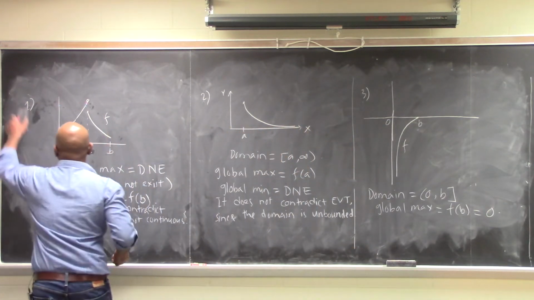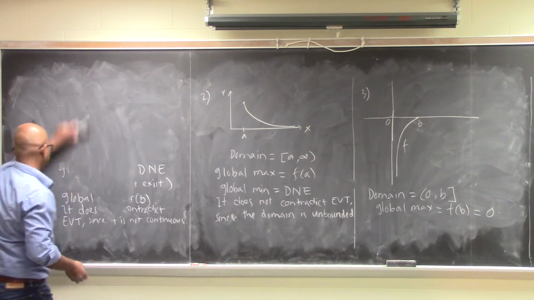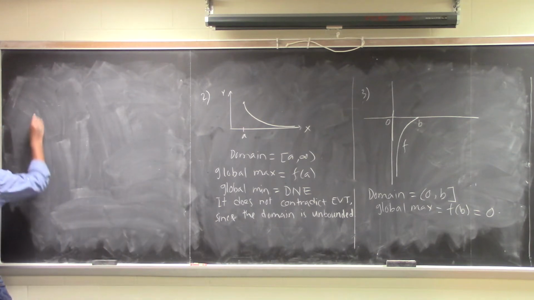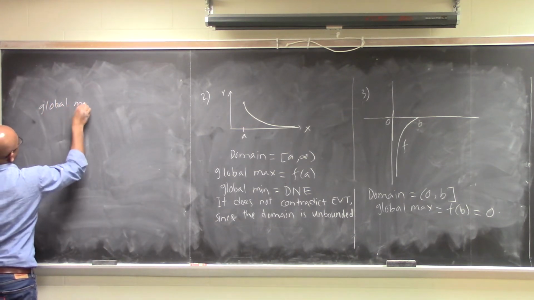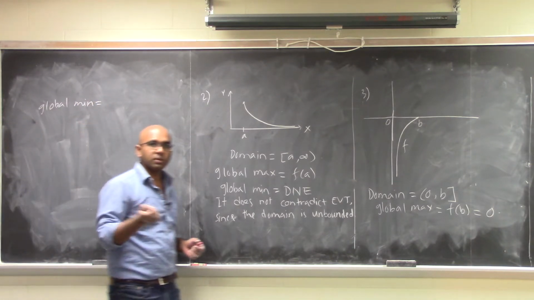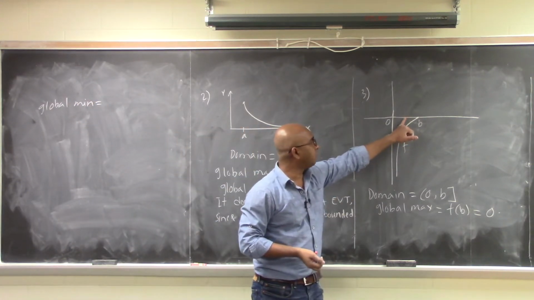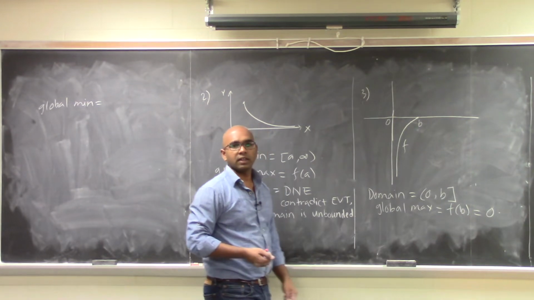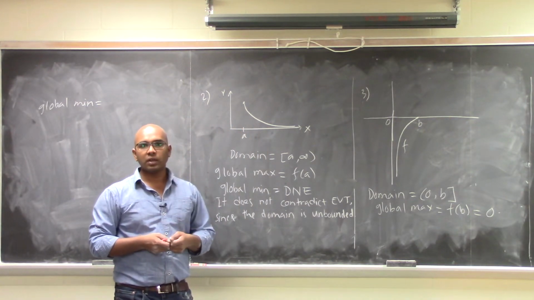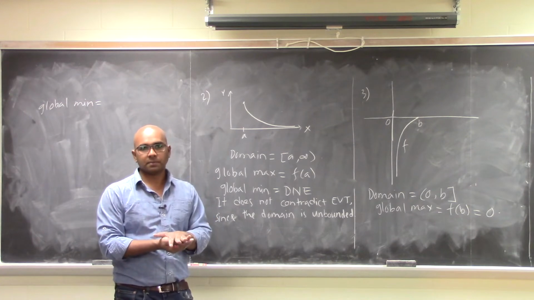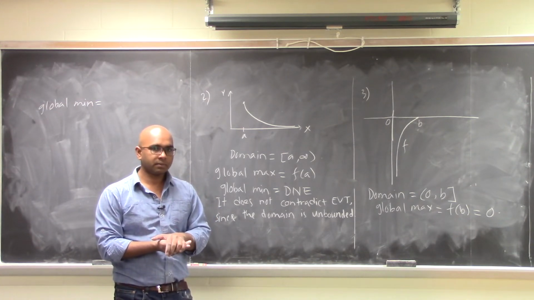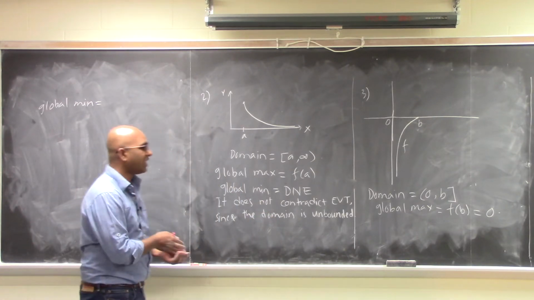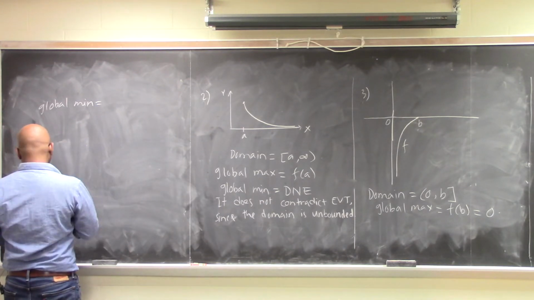And what is the global min? There is no global min, because as my inputs are getting closer and closer to 0, outputs are becoming smaller and smaller and smaller. There is not one single value that you can say, okay, that's the lowest. Something like frustration, you know, it goes down and down and down, it never ends. So the global min does not exist.